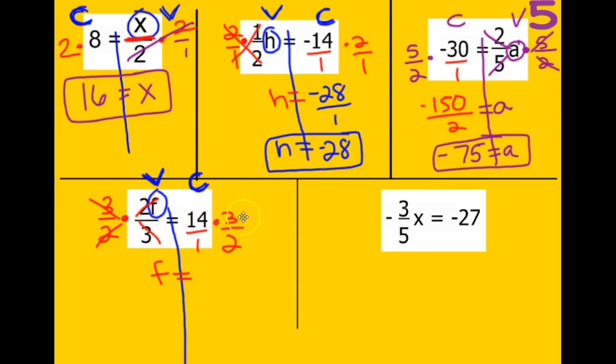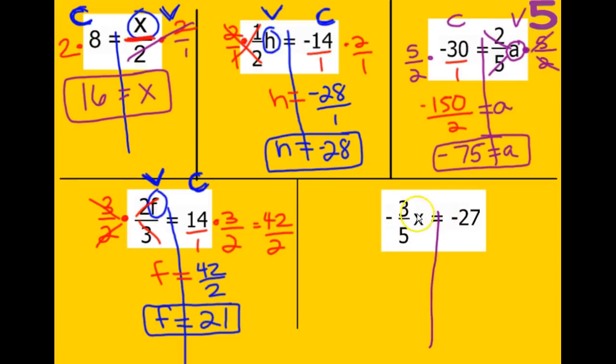So we have 14 times 3, it's going to give us 42. And then 1 times 2 is 2. So we have 42 divided by 2. So if we plug that in our calculator, half of 40 would be 20, half of 2 would be 1. 21.